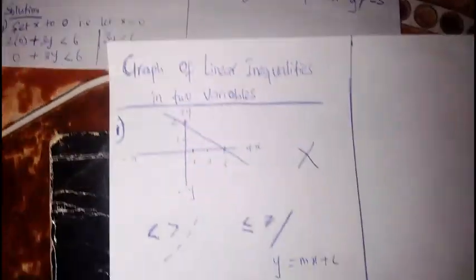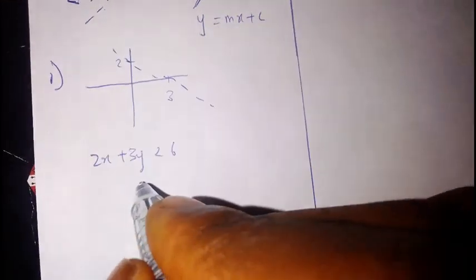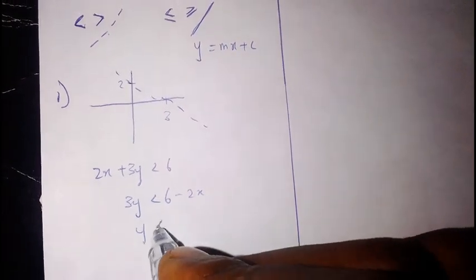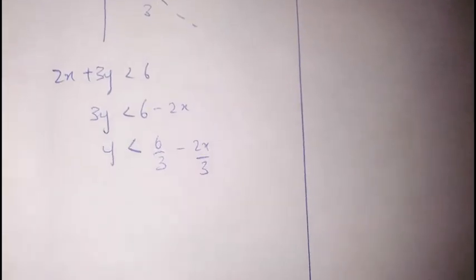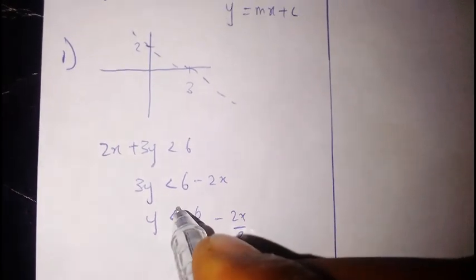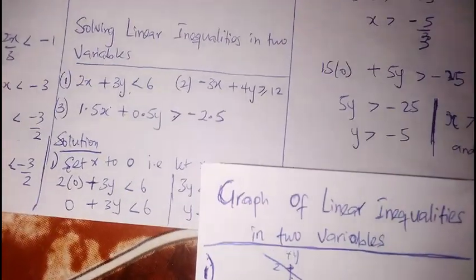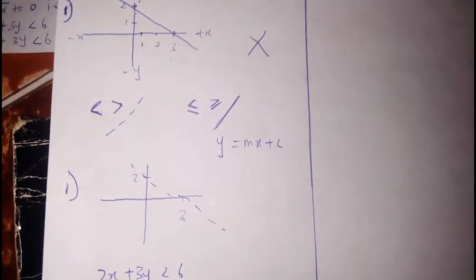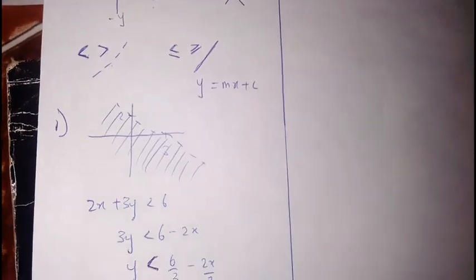We have 2x plus 3y less than 6. In this place, I have 3y less than 6 minus 2x. It means my y is less than 6 over 3 minus 2x over 3, dividing all through by 3. So my inequality sign is still less than in this question. From the beginning, it was less than. When I made y the subject of the formula, it is still less than. And my less than is at this side, so I'm going to shade here. That is all.